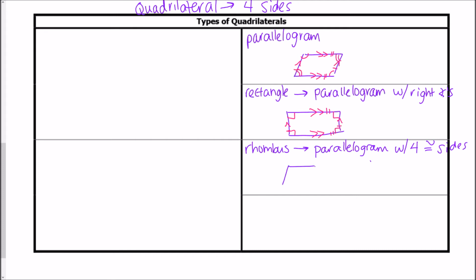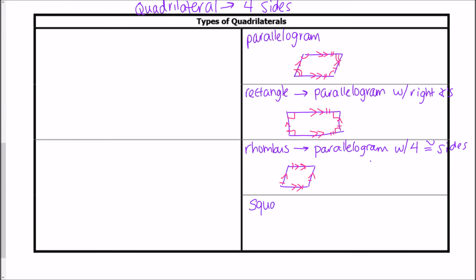Okay, so our rhombus right here, again, we'll still have opposite sides will be parallel. Opposite sides will be congruent. But this time, in fact, actually all the sides will be congruent. So we'll say that this side is congruent to this side, is congruent to this side, is congruent to this side. Okay? And then the last in this column is a square.